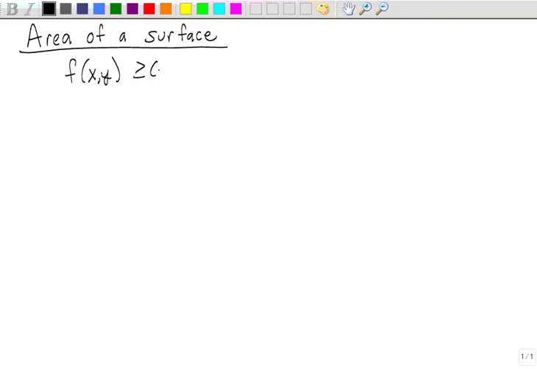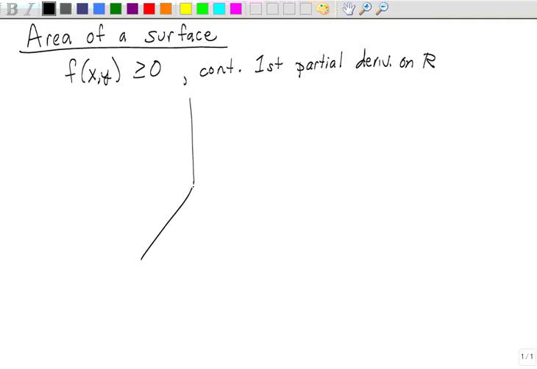Okay, now we're going to talk about area of a surface. And in these cases, f of x y is positive, so it's above the xy plane, and it has continuous first partial derivatives on R. Now, let me draw a picture.